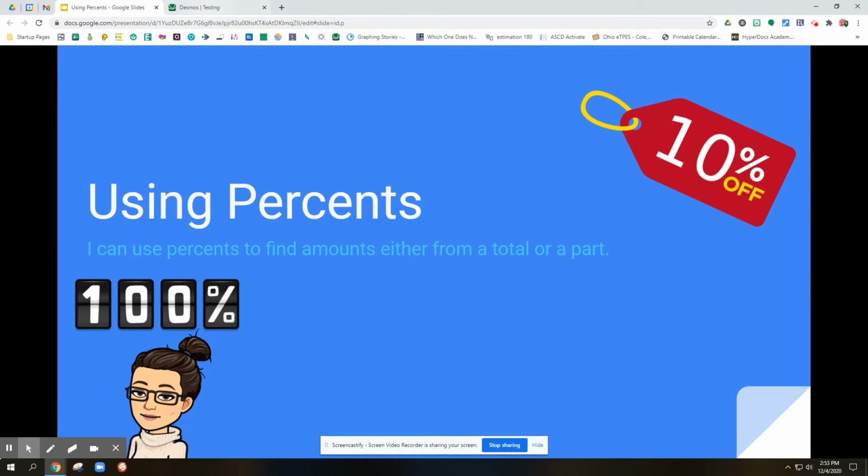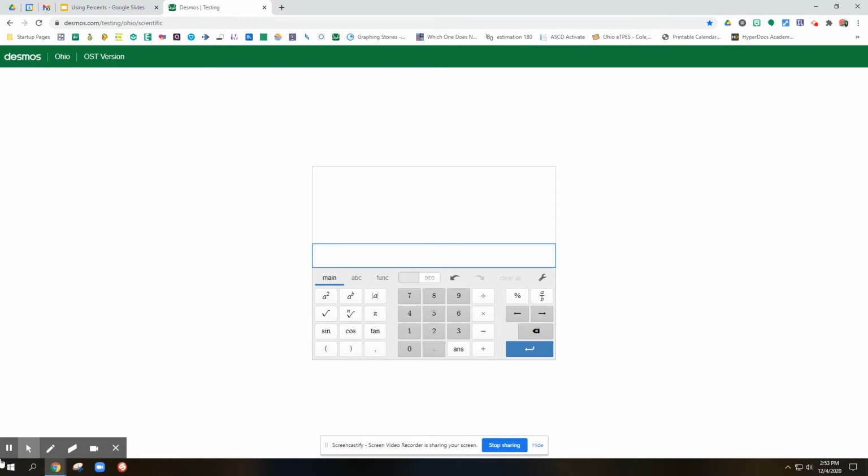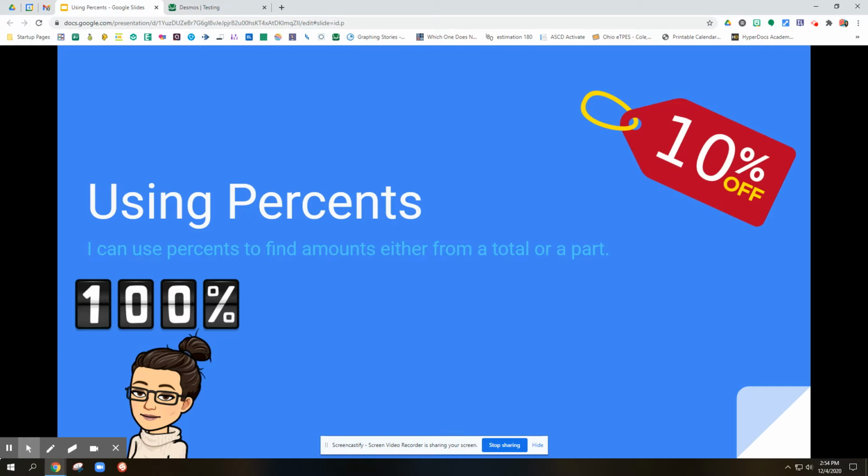I will also say to make sure that you have your Desmos calculator up and ready to go, because you are allowed to use the calculator for some of the calculations in these problems.